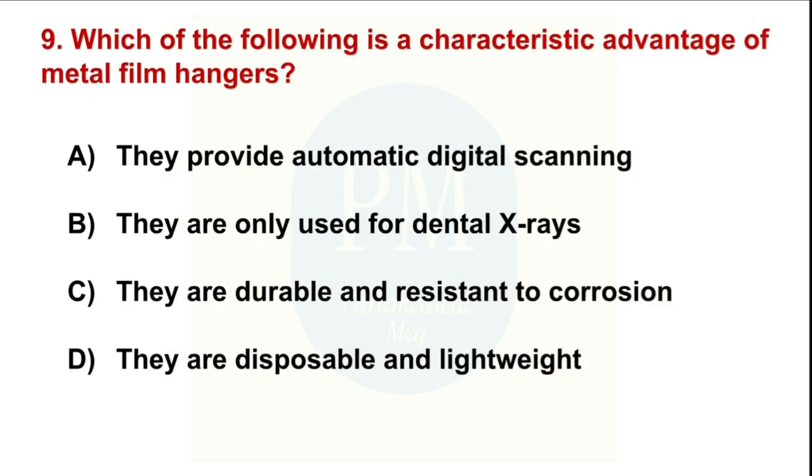Which of the following is the characteristic advantage of metal film hangers? Option A. They provide automatic digital scanning. Option B. They are only used for dental X-rays. Option C. They are durable and resistant to corrosion. Option D. They are disposable and lightweight. The correct option is option C. They are durable and resistant to corrosion.